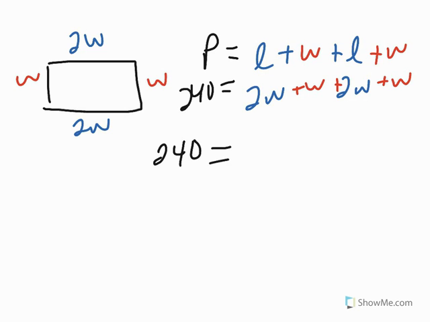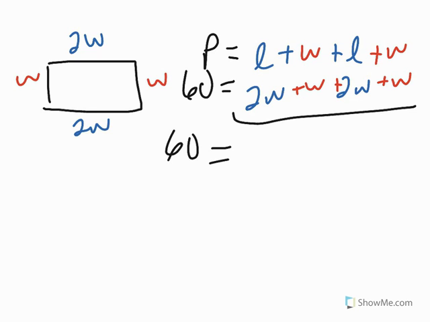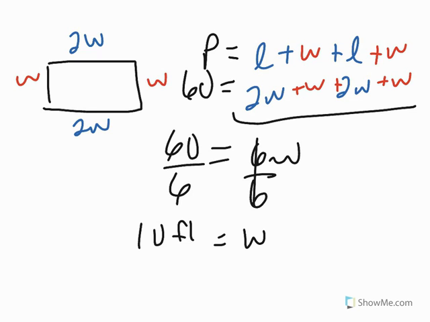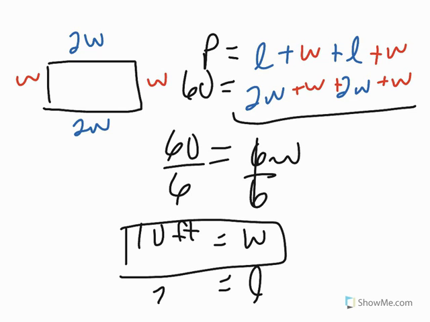I'm sorry, the perimeter here was 60, not 240. I was reading ahead. The perimeter is 60. So when it all comes down to it, all these are like terms. So we have 2W plus W plus 2W plus W. That's a total of 6W. Finish solving for W by dividing 6 from both sides, and we get that the width is 10 feet. So that's the width. If we want to find the length, well, we know that the length was 2 times as big as the width. So the length is twice that, which is going to be 20 feet.